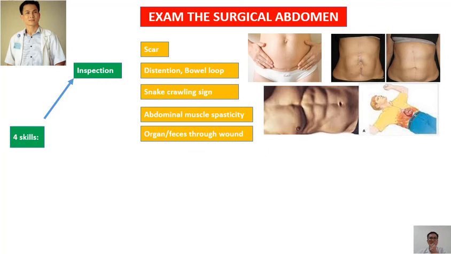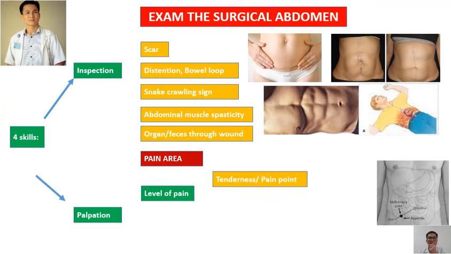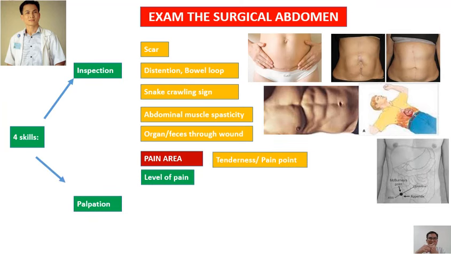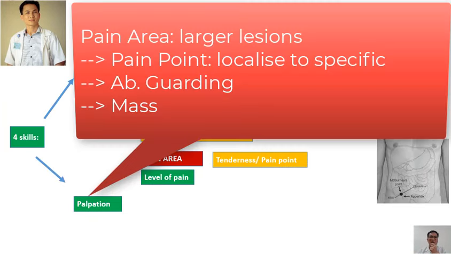Next, we move to the palpation skill. Palpation is a critical component of the surgical abdomen examination, and it requires a systematic approach to accurately identify areas of concern.